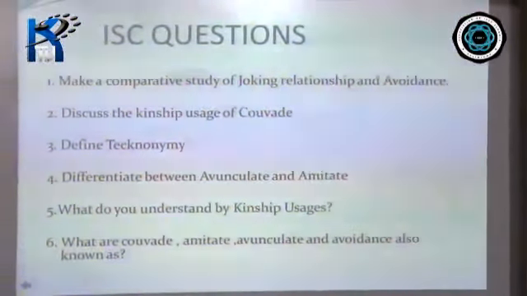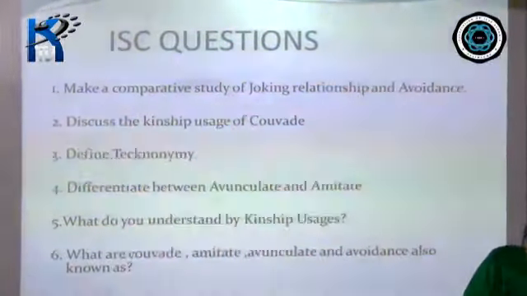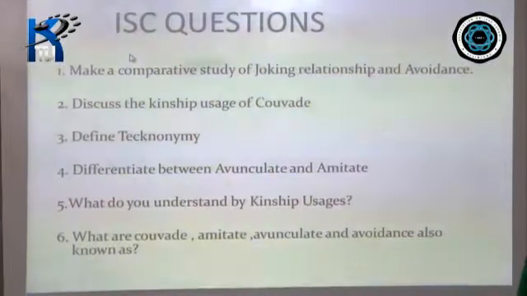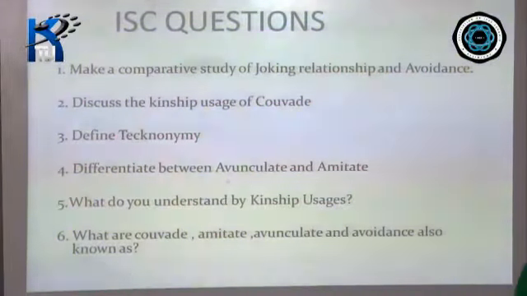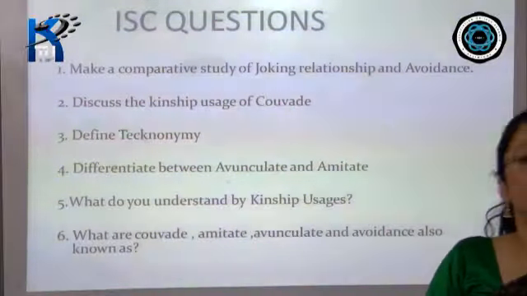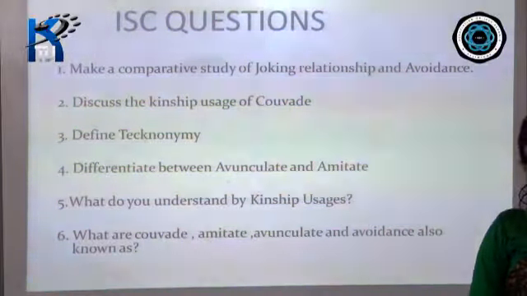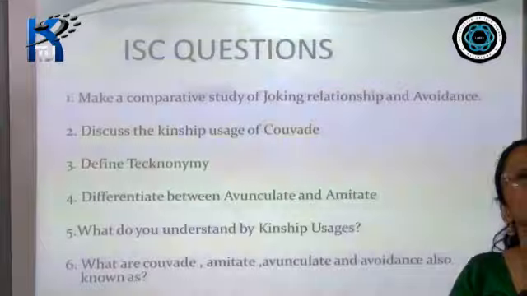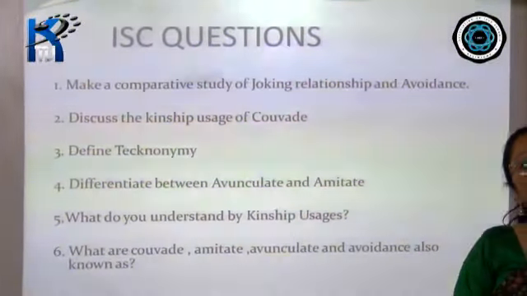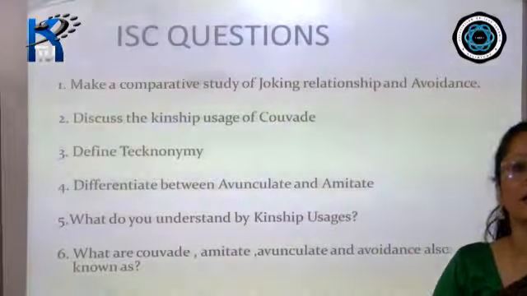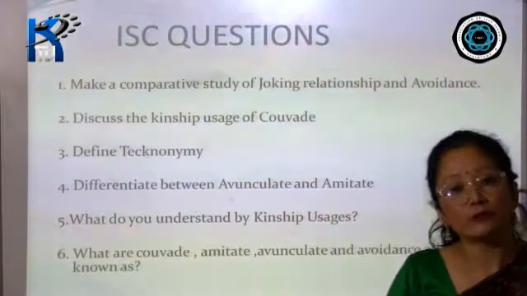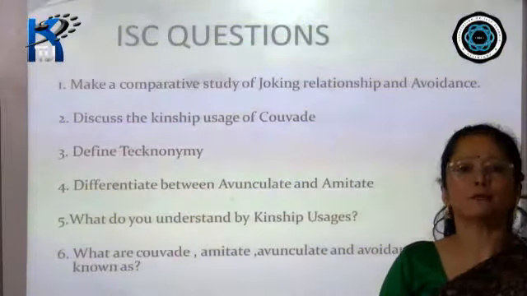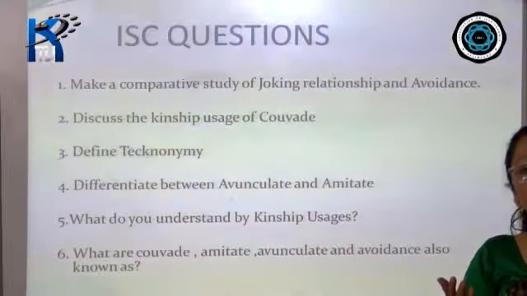These are some of the common ISC questions. They are long and objective questions as well. Like for example, the first one, make a comparative study of the joking relationship and avoidance. In my lecture also, I have explained to you, normally we get long questions on avoidance, joking relationship, and couvade. Amitate and avunculate usually come for comparison in the objective section, whereas technonymy usually comes as a definition for only 2 marks.